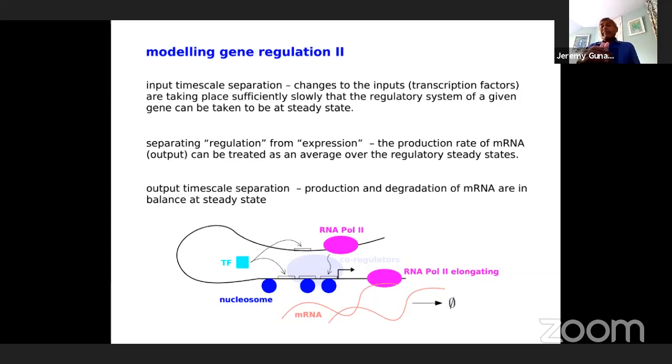I've already mentioned this separation of regulation from expression. So we're going to treat expression as an average over the regulatory steady states. And finally, we have to worry about what happens to the mRNA, and we're going to do another timescale separation, and we're going to assume that the production and degradation of the mRNA are in balance. So that too is at steady state.